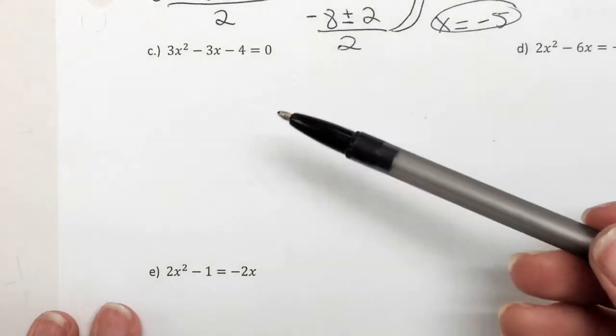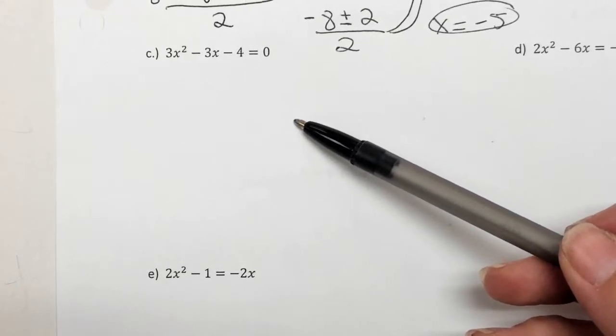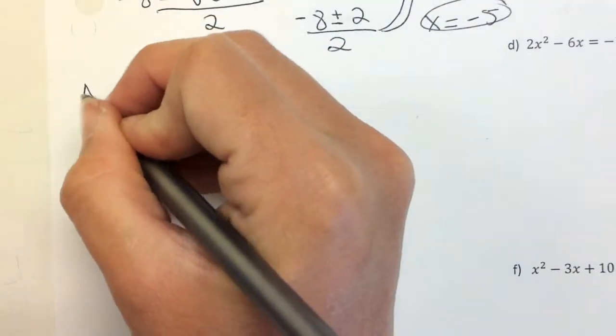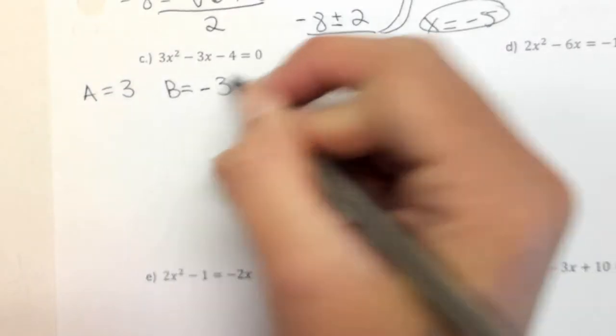Now with C. Is this in standard form? It is, because it's equal to 0. So Darian, what is a? 3. Alright. Miles, what is b? Negative 3. Good. And Abigail, what is c? Negative 4. Sweet. Does anybody want to tell me the quadratic formula without looking at the paper?